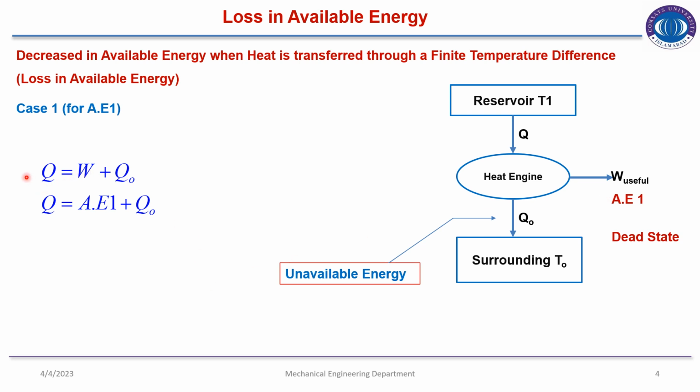So according to the first law of thermodynamics, Q is the amount of energy that enters the heat engine, W is the amount of energy that is turned into useful work, whereas Q0 is the amount of energy that is rejected into the atmosphere. So here Q is equal to available energy 1 plus Q0, where Q0 is the unavailable energy.